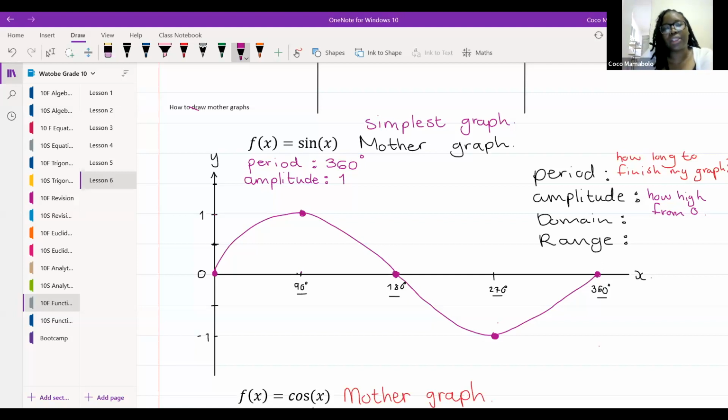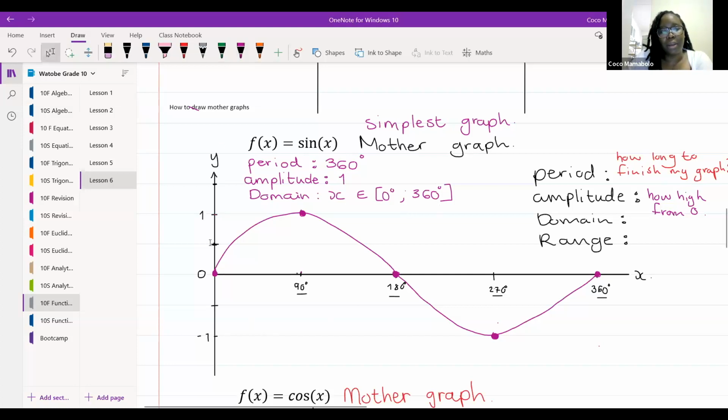Right. If we had to speak about the domain, do you guys remember? We said that the domain is x values. The domain is our x values. Yes? So in this case, we're going to say that our domain starts at 0 degrees and goes all the way to 360 degrees.